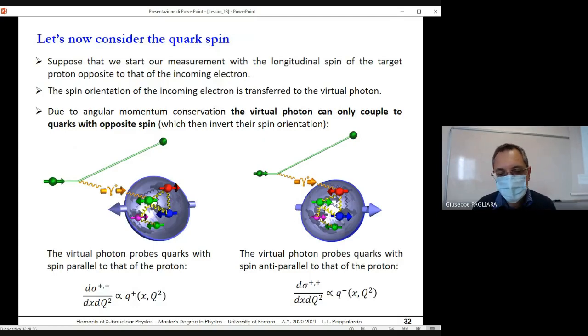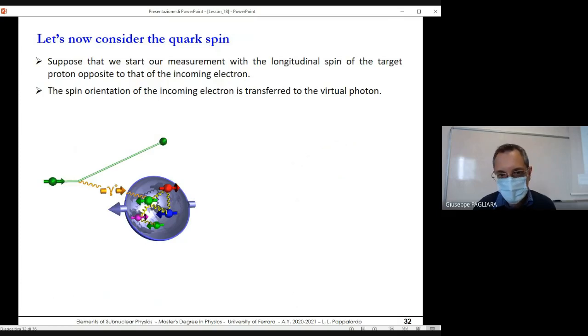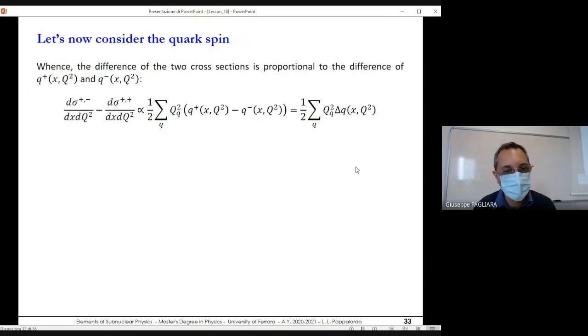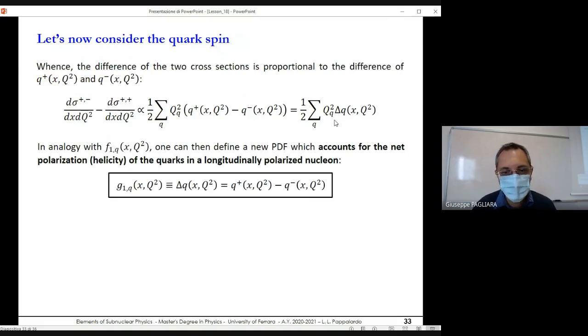Now, once you measure them, you can do two things. You can sum them up, and so you can reproduce your momentum distribution or unpolarized distribution, or you can take the difference of the two. So if you take the difference of these two cross-sections, you are sensitive to the difference of these two PDFs, okay? Those of quarks with spin aligned to the proton and those of quarks anti-aligned, okay? And we can call this object, Q plus minus Q minus, delta Q. So delta Q is a new genuine PDF, okay, that in analogy to the unpolarized we can call g1 instead of f1, which is given by the difference of these two partial distribution functions, okay?